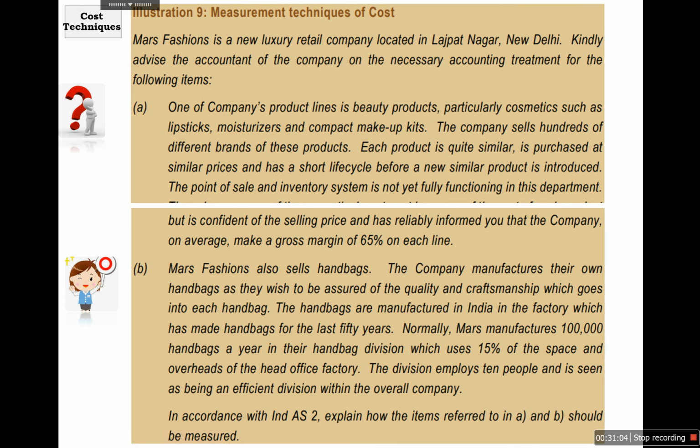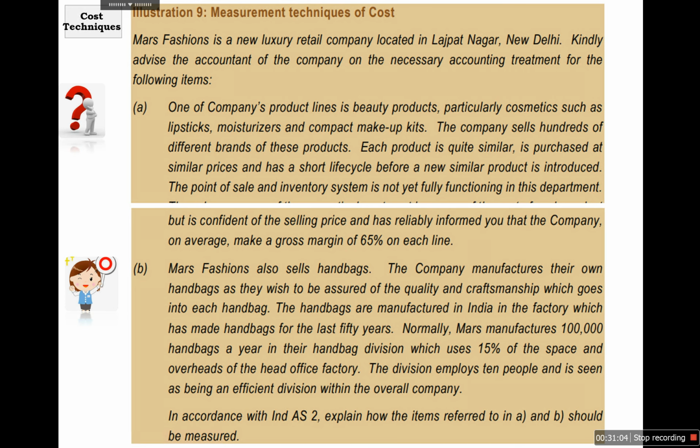And in the second case, Mars Fashion also sells handbags. The company manufactures its handbags as they wish to assure the quality and craftsmanship which goes into each handbag. The handbags are manufactured in India in a factory which has made handbags for the last 50 years. Normally, Mars manufactures 1 lakh handbags in a year in their handbag division, which uses 50% of the space, 15% of the space, and overhead of the head office factory. The division employs 10 people and is seen as an efficient division within the overall company. So, in accordance with AS 2, explain how the items in B should be measured.